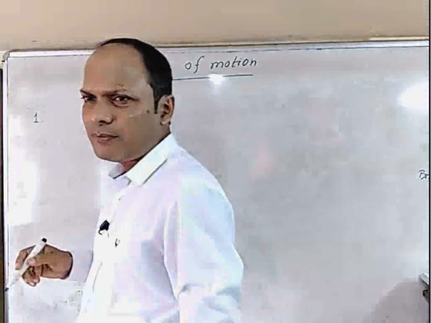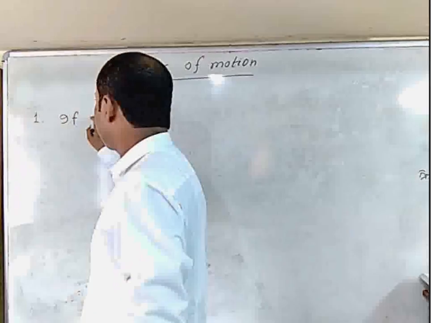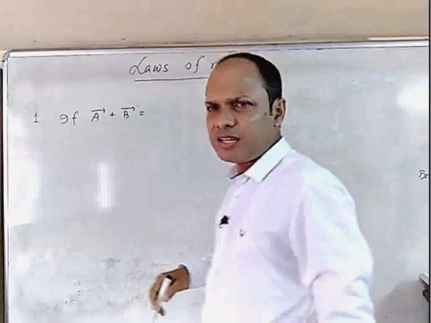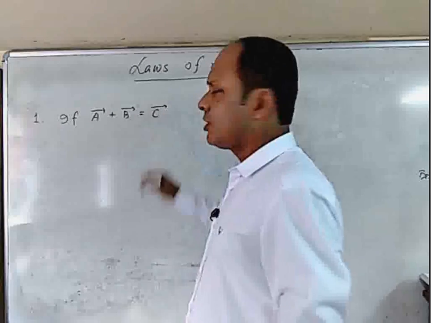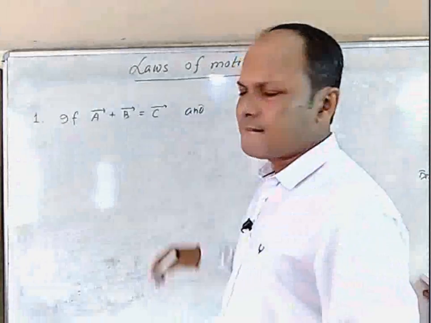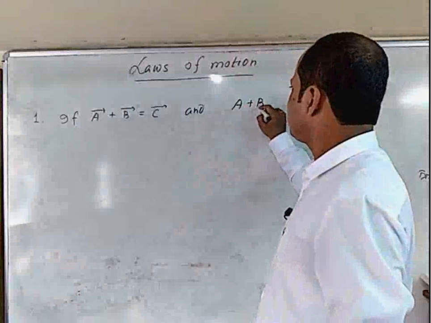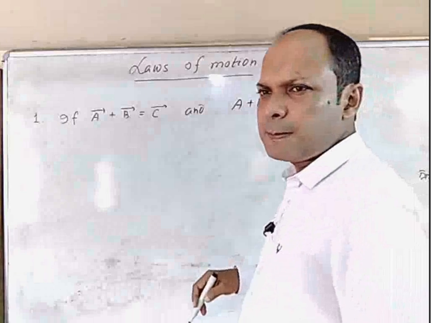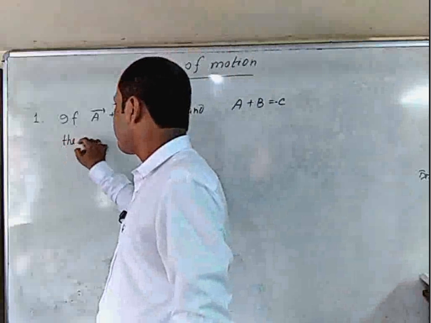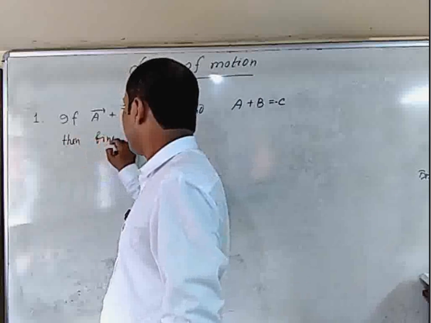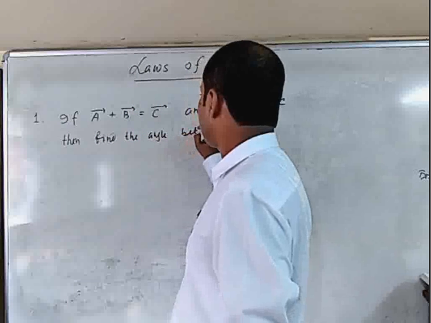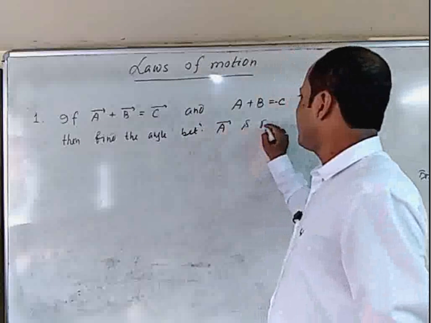Write down. If vector A plus vector B equals vector C, and A plus B equals C minus C, then find the angle between vector A and vector B.